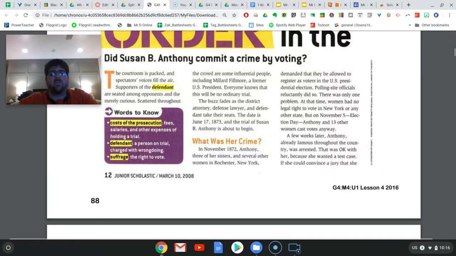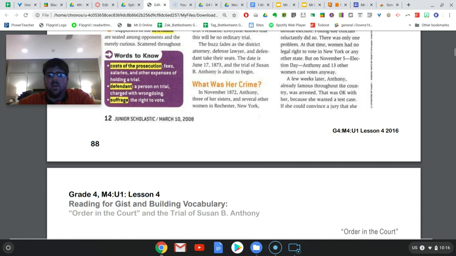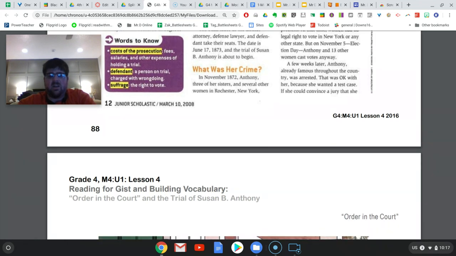What was her crime? In November 1872, Anthony, three of her sisters, and several other women in Rochester, New York, demanded that they be allowed to register as voters in the U.S. presidential election. Polling site officials reluctantly did so. There was only one problem. At that time, women had no legal right to vote in New York or any other state. But on November 5th, Election Day, Anthony and 13 other women cast votes anyway. A few weeks later, Anthony, already famous throughout the country, was arrested. That was okay with her because she wanted a test case.